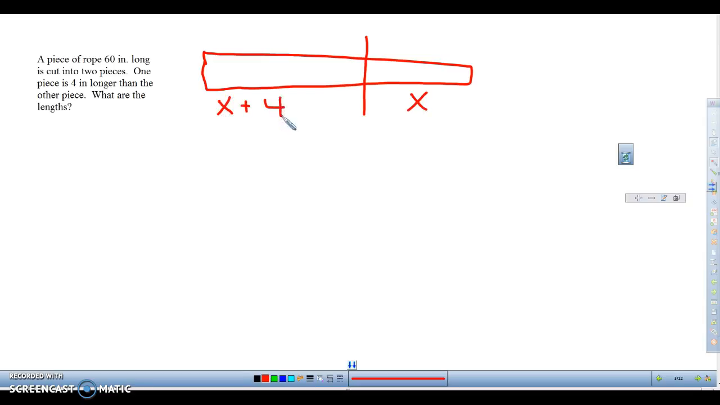What are the lengths of the rope? Well, we know if we add them together, we get 60 inches. So x plus x plus 4 should give us 60. We're not solving yet, so we can leave it like this. This would be our answer for right now.